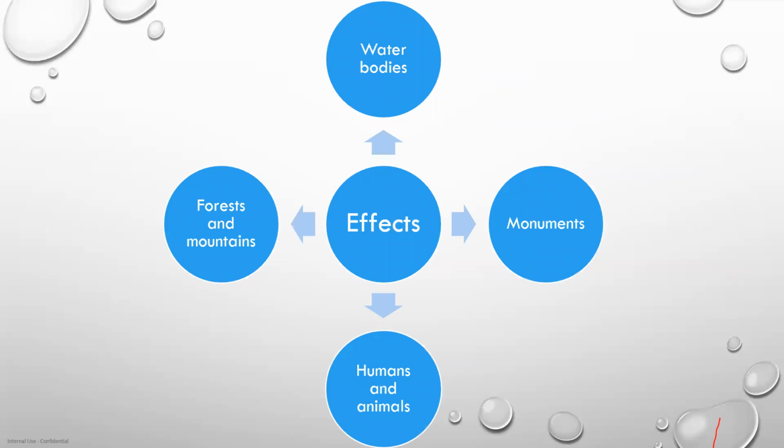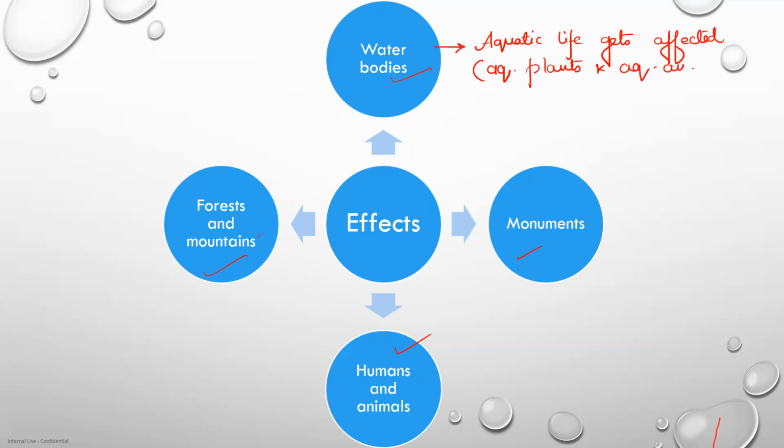See, these are the various effects of acid rain. It affects the water bodies, monuments, that is stone structures, humans and animals, forests and mountains. If we discuss each of these, in water bodies, what will happen? Aquatic life gets affected. It kills aquatic plants as well as aquatic animals. Both of them get affected, they die. Monuments like heritage monuments, marble structures, color changes happen. I'll show you that picture soon.